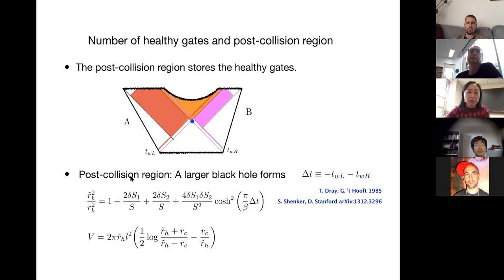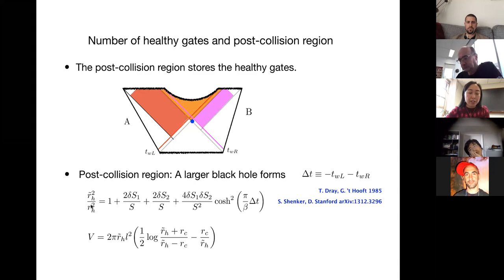From the gravity point of view, let's look at the post-collision region. What will happen? This was studied in various early papers. In the post-collision region, a larger black hole will form, and the geometry mostly depends on a quantity we call delta T here, which is minus T_WL minus T_WR. Because of boost symmetry, the geometry only depends on this time difference. And a larger black hole will form.